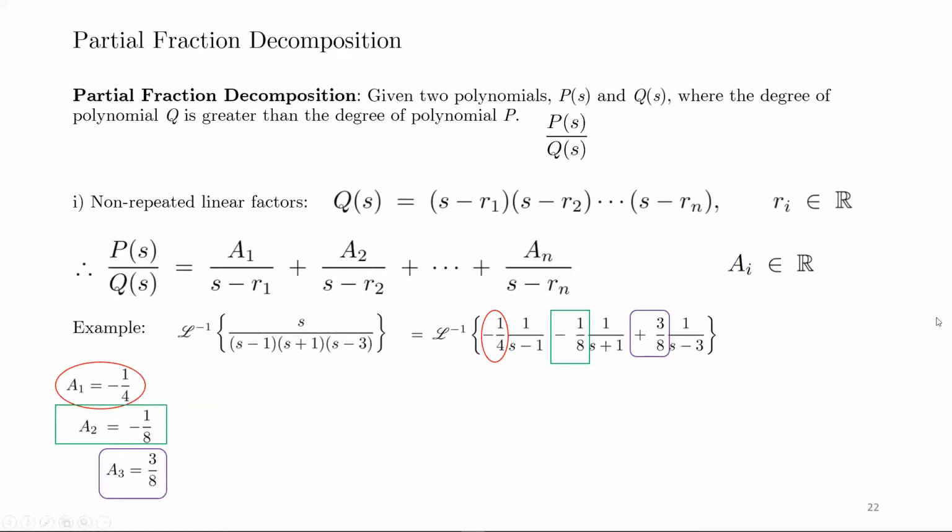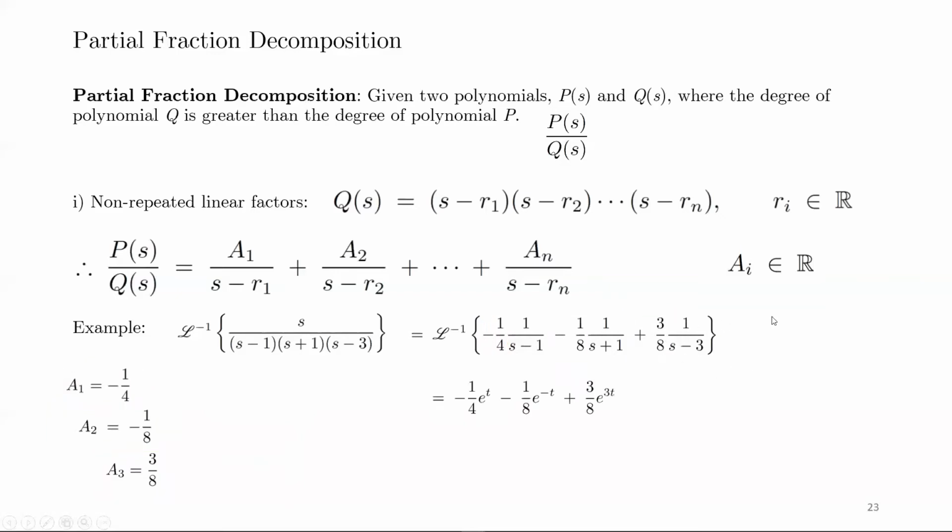So we're effectively taking the inverse Laplace transform of 1 over S minus 1. That's just an exponential of t. The inverse Laplace transform of 1 over S plus 1 is going to be the exponential of negative t, and positive 3t here. So we end up with the inverse Laplace transform of this fraction being equal to this thing here. And we really only could do that because of the partial fraction decomposition, simplifying into three things that we knew how to take the inverse Laplace transform of.